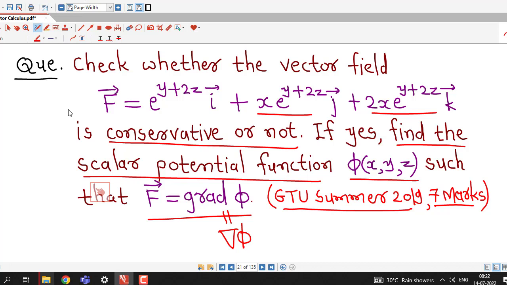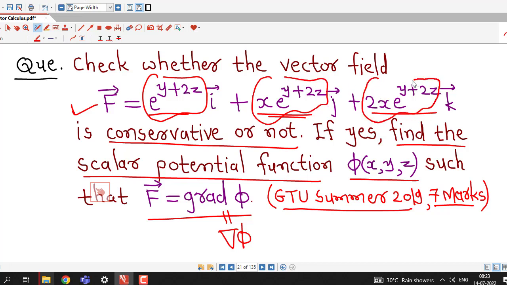So first we have to decide whether this is conservative or not, and we have seen how to decide whether a given vector field is conservative or not. We have discussed two results. One result was using the curl of this vector field f bar. Another result was using partial derivatives of component functions. And in both the results, we require that these component functions must have continuous first order partial derivatives.